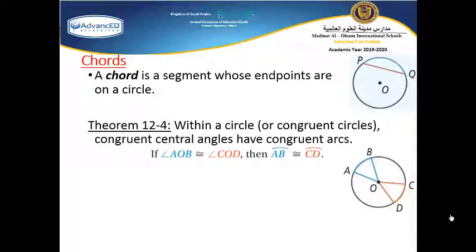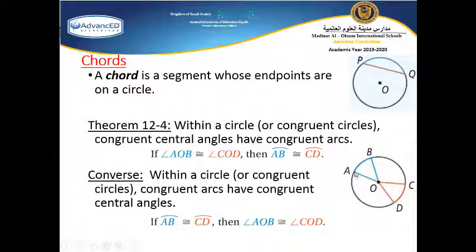Theorem 12.4, the relation between the central angle and the arc. If we have, within a circle or congruent circles, congruent central angles, then they have congruent arcs. That means if angle AOB is congruent to angle COD, then arc AB and arc CD are congruent. The converse: in the same circle or congruent circles, if arcs AB and CD are congruent, then the central angles AOB and COD are congruent.